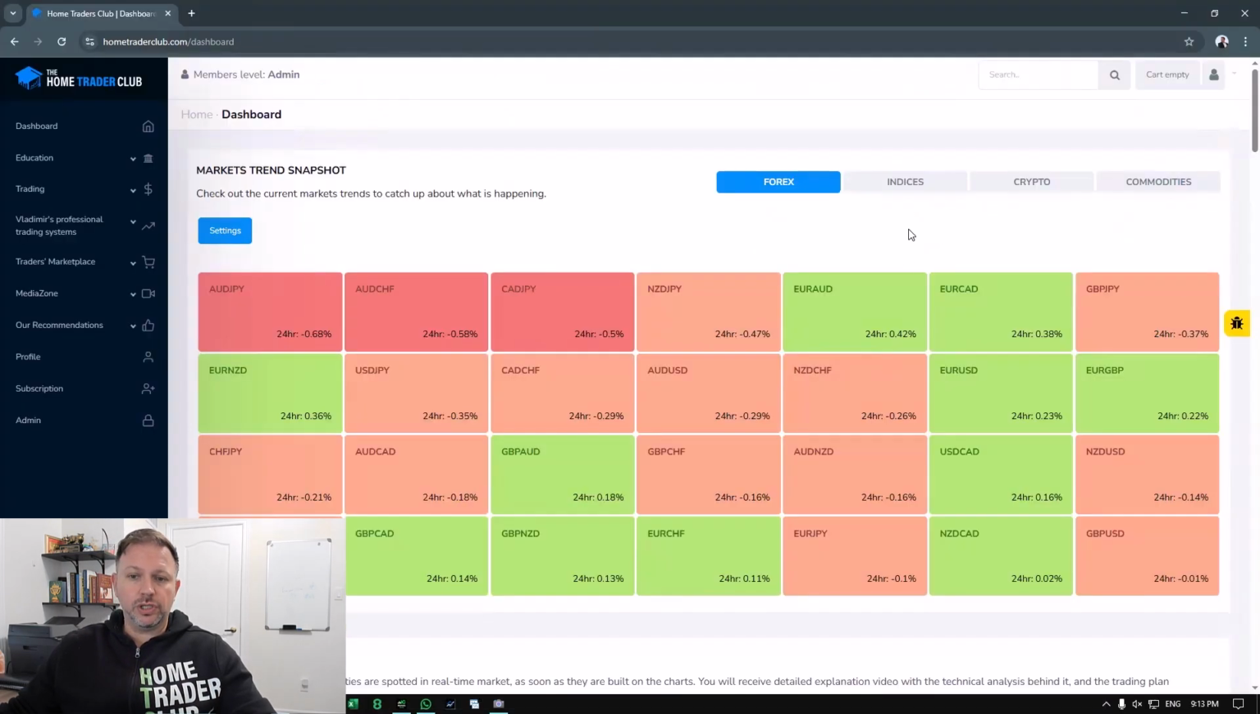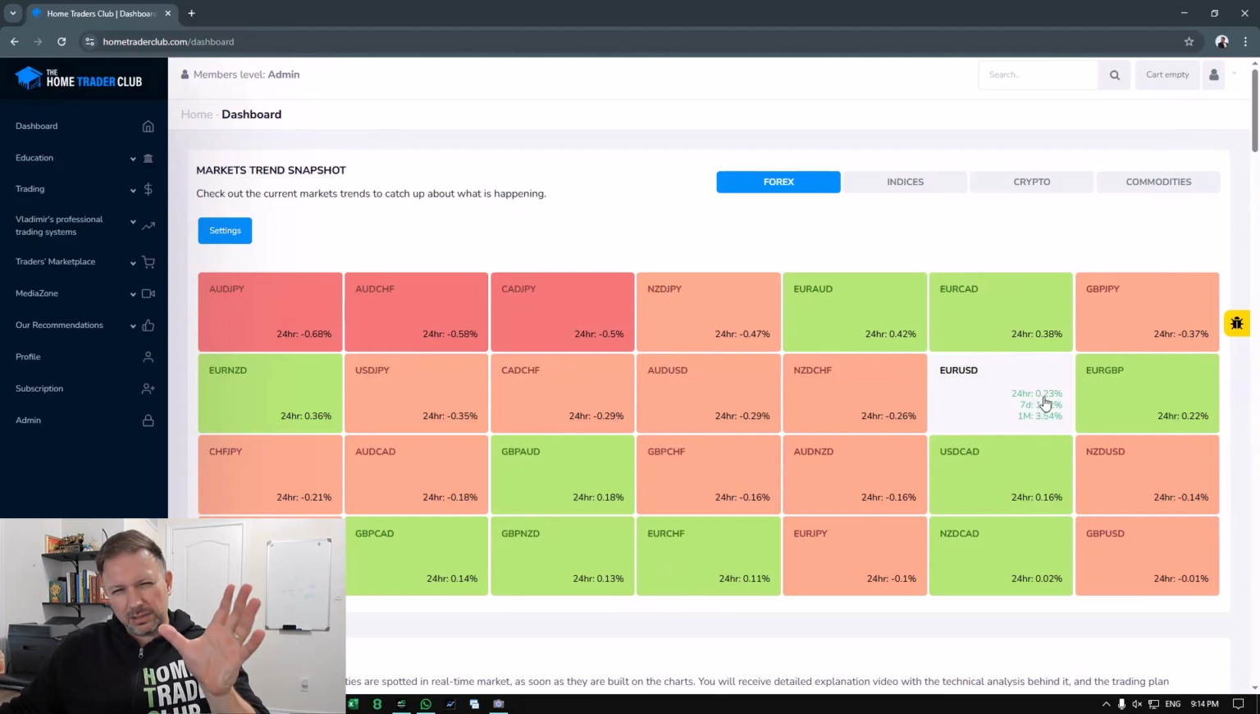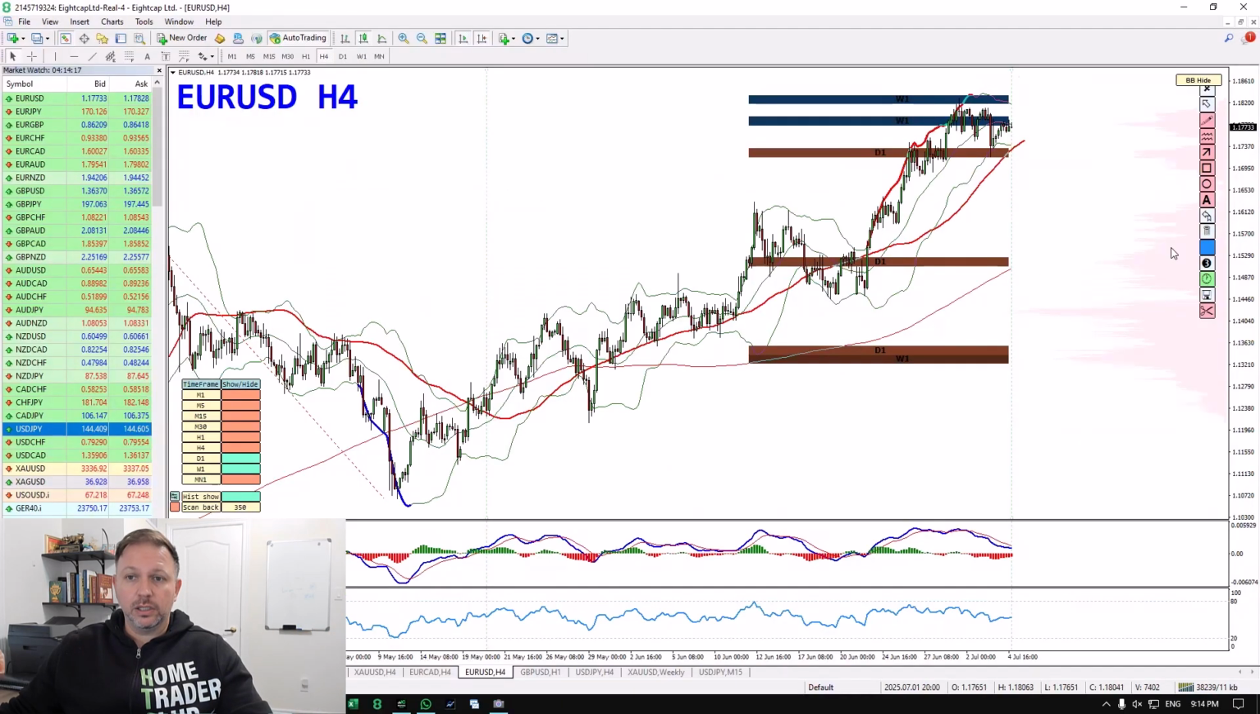If we go to check the numbers inside the Home Trader Club members area, the market trend snapshot, we can see the euro dollar numbers shrink from very major numbers, over 3% on the month, over 1% on the 7 days, and the last day starts to shrink, meaning the momentum is losing, and that's what makes me think the euro dollar is close to the peak before its reversal.